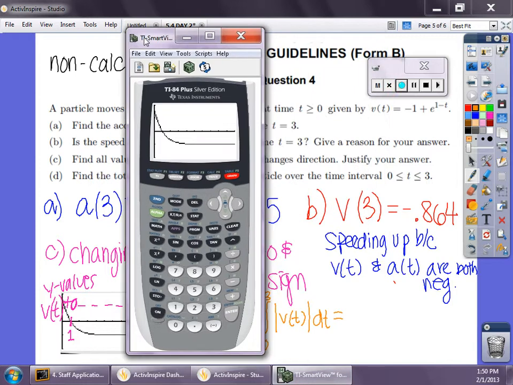So I'm going to go to math, number 9. I'm going to do from 0, and then up, 3, move over, try to find the absolute value button. I think that's inside of math, under num, there it is. And then y1, which is the velocity function. And then move over and write in my dx. And then press enter. So the total distance that I travel ends up being 1.853.